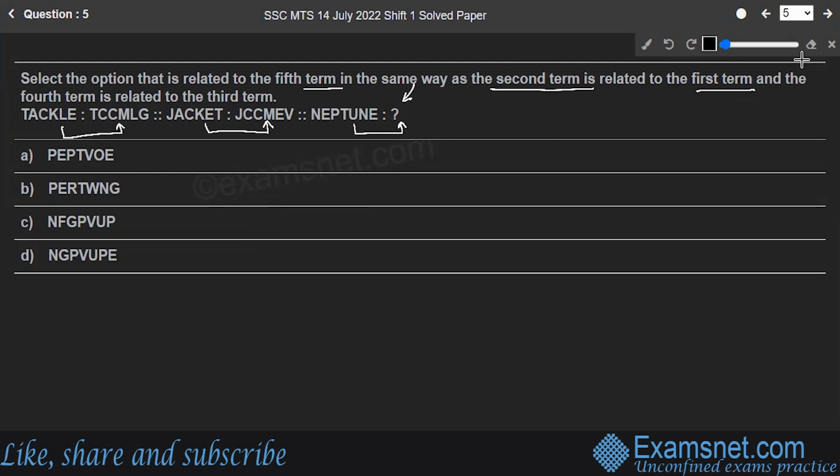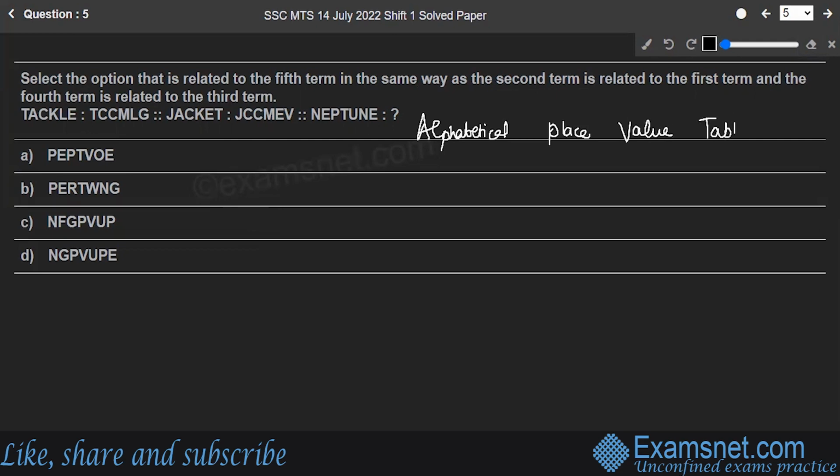To answer this question, we'll be needing the alphabetical place value table. Hope you have heard of this table before. This is a very important table because in your mental ability questions, in so many question papers, this table is of utmost importance. 3-4 questions can definitely come from this table that will be solved using this table only. So I'm making this table. Please keep it handy while solving your paper on a side and refer to this table whenever required.